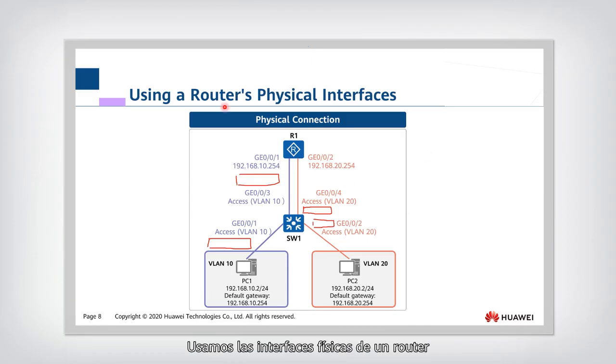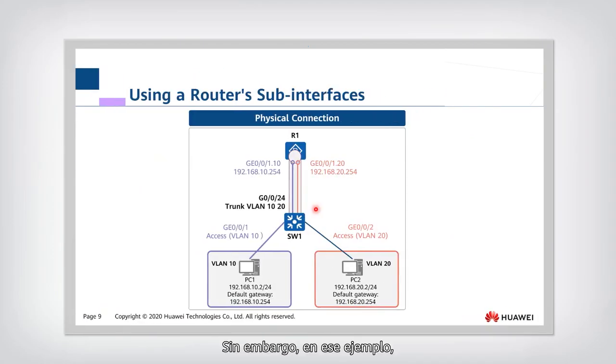We use a router's physical interface to connect two different VLANs. However, in that example, we use two physical interfaces. Can we reduce the number of interfaces we need? Actually, the answer is yes. We can combine these two interfaces into one interface, and combine these two interfaces into one interface. And we only use one cable to connect switch 1 and router 1.